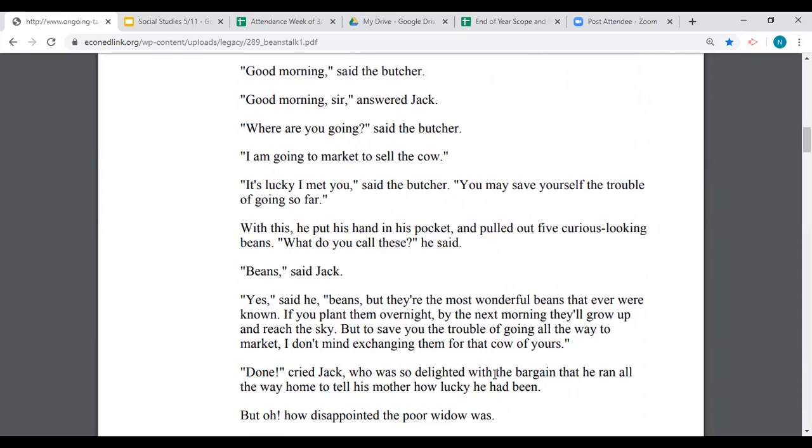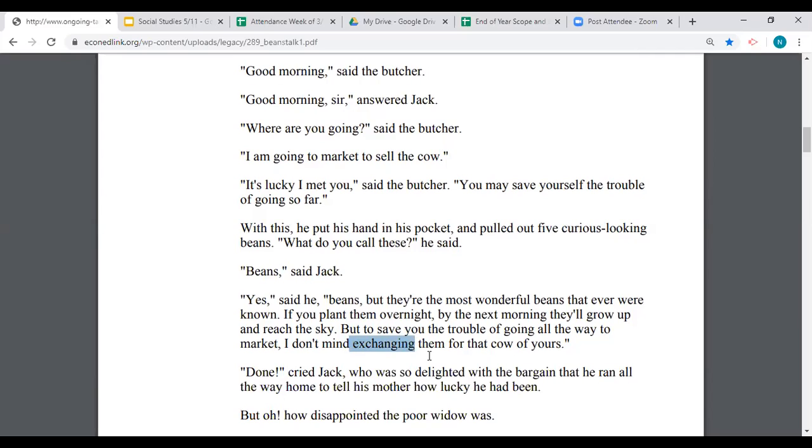"Yes," said he, "beans, but they're the most wonderful beans that ever were known. If you plant them overnight, by the next morning they'll grow up and reach the sky. But to save you the trouble of going all the way to market, I don't mind exchanging them for that cow of yours."